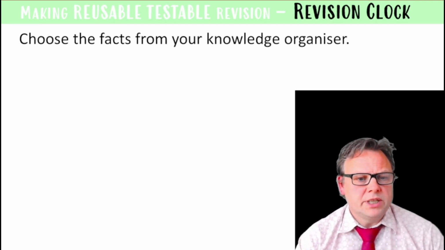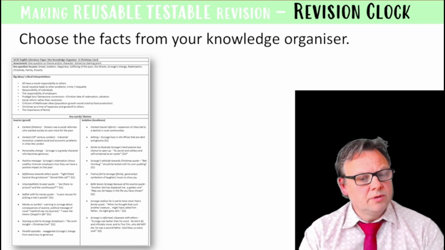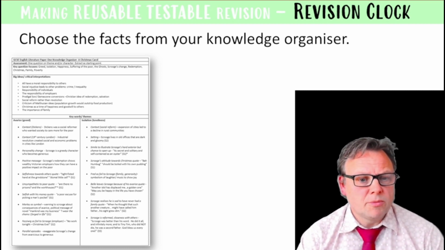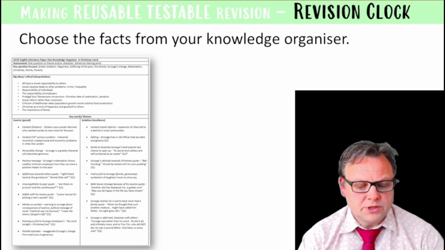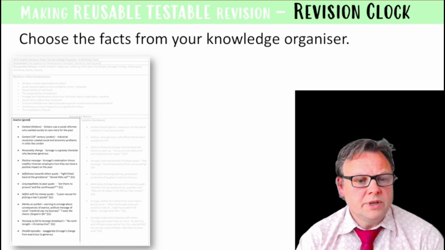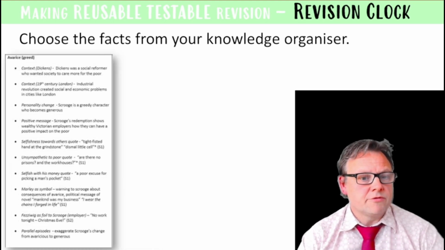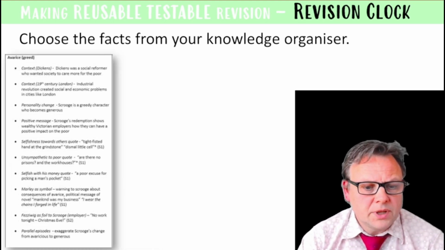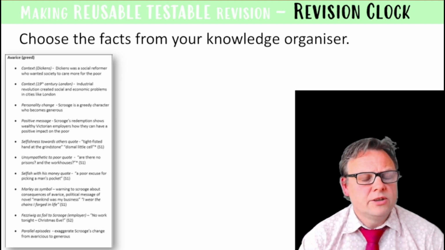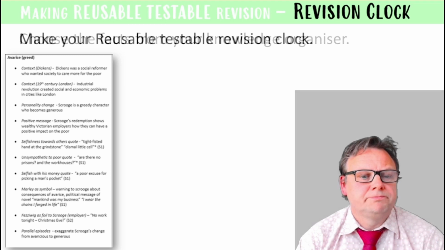Let's go a little bit more detailed, a little bit more specific. So you'll be getting some sort of information, maybe from a knowledge organizer. This one's an English subject, A Christmas Carol. And you wouldn't choose all of it, you just choose a small part to try and learn. This part is about avarice or greed. And there's 10 things there to try and learn if you were talking about the theme of avarice in your English essay.